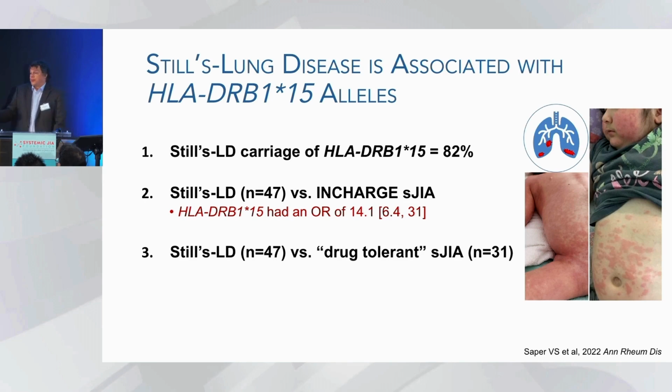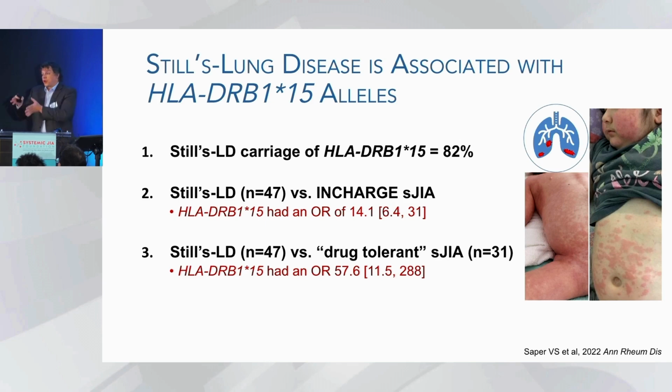Then we took a group of systemic JIA patients who had received the treatments that we've been talking about and didn't manifest lung disease or any features of hypersensitivity. We called those drug tolerant because they had received the drugs, they had responded, and they hadn't had any negative features. In comparison with that group, we saw that the odds ratio was about 58. And so that suggests even more. This is a pharmacogenomic study now at this point, right? We've gone to people who received the drug and didn't have what we thought was a reaction to the drug and compared it to people that we thought were having some sort of a reaction to the drug.